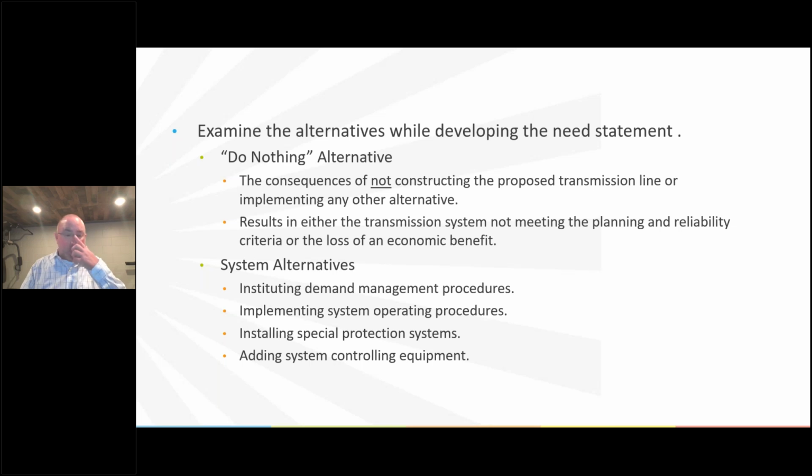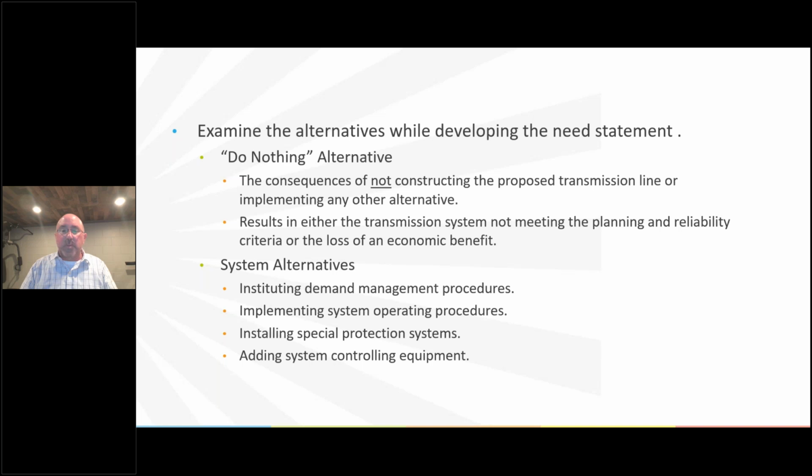So what alternatives do we look at? We've got the do nothing alternative. That's the consequence of not constructing the proposed transmission line or implementing any other alternative. The typical do nothing alternative results in either the transmission system not meeting the planning and reliability criteria or the loss of an economic benefit.